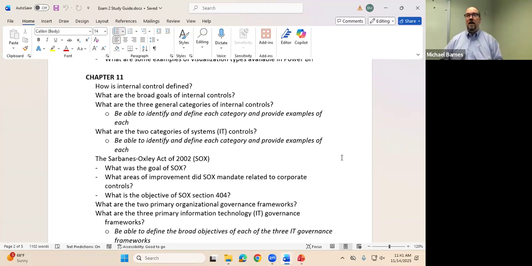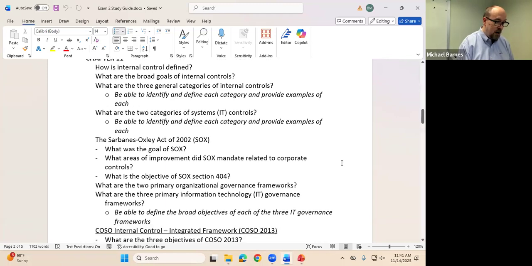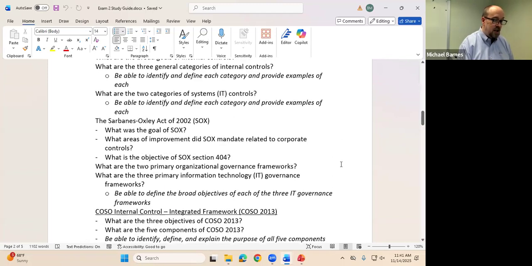Also, as a reminder, this is true about 80% of the time. General and access controls tend to be preventive in nature, whereas application controls tend to be detective and corrective in nature. Not always, but usually, okay? Usually that's how we can set those out. Okay, so 3 primary information technology IT governance frameworks.